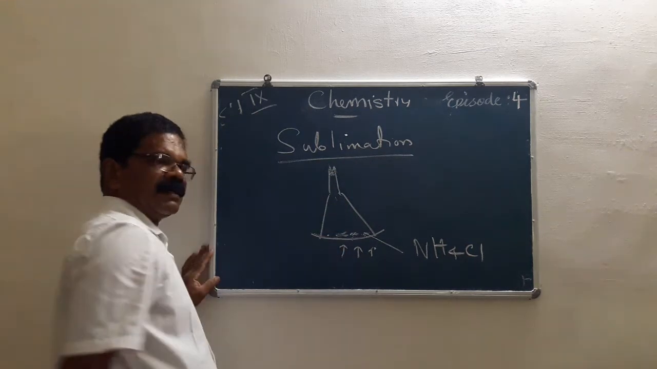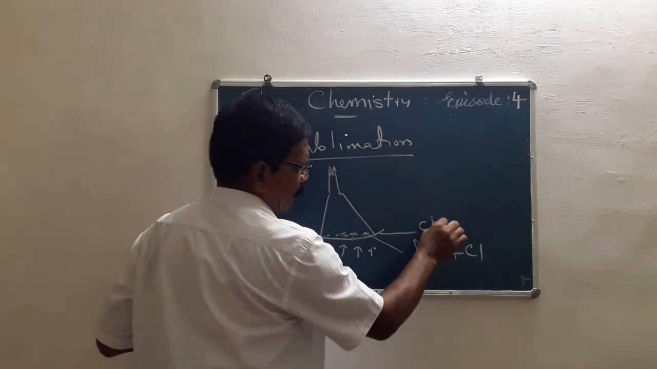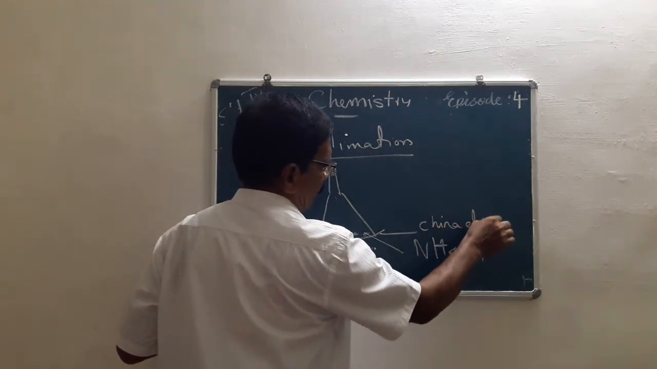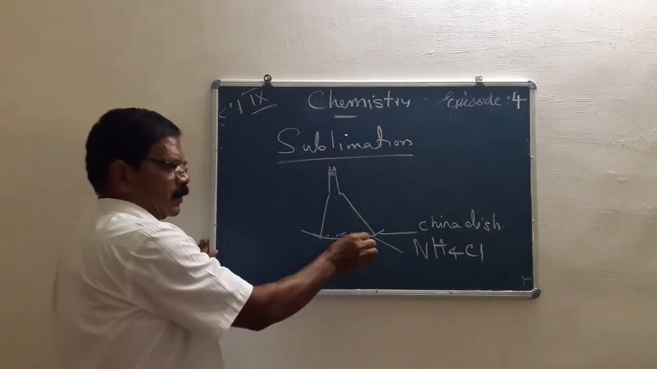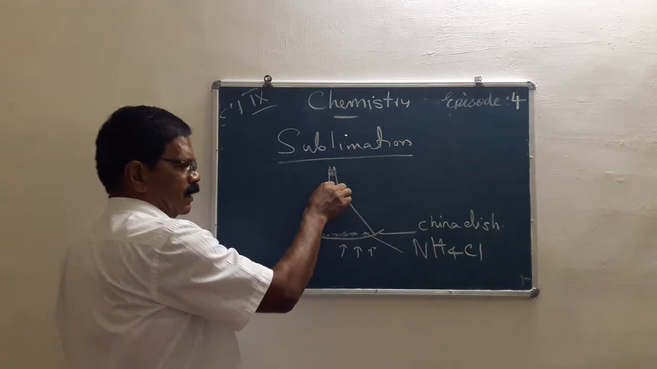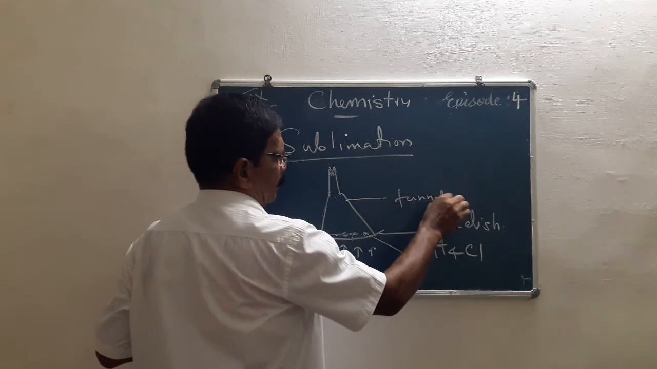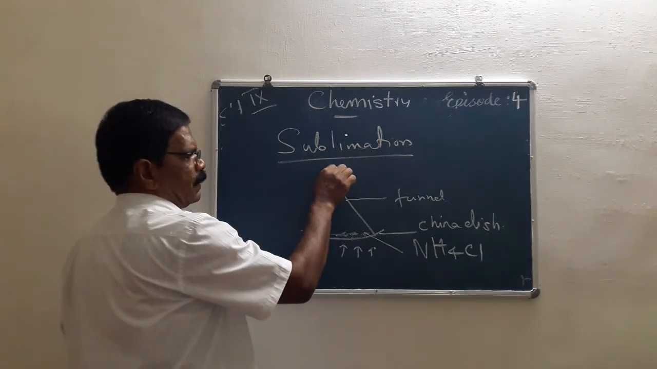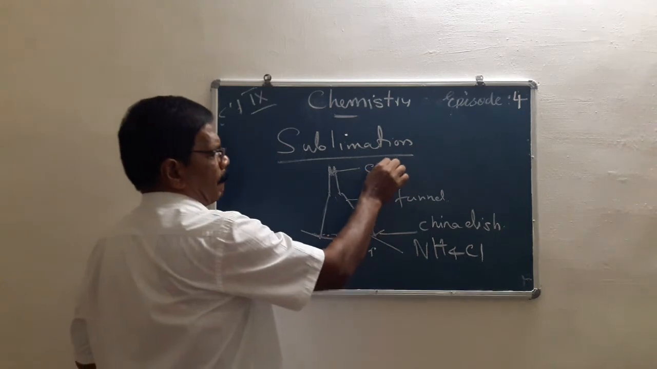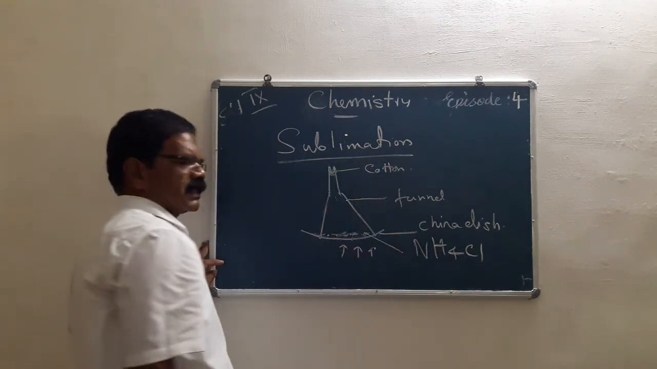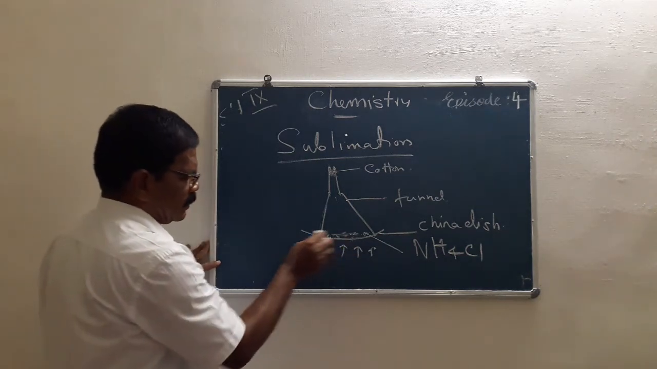What is taken inside the china dish? Ammonium chloride is taken inside it. It is covered with a funnel, and at the tip there is cotton placed. What is this cotton for? The gases formed do not go out. Then on heating, what happens?